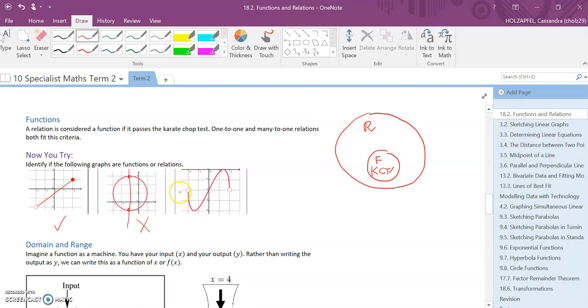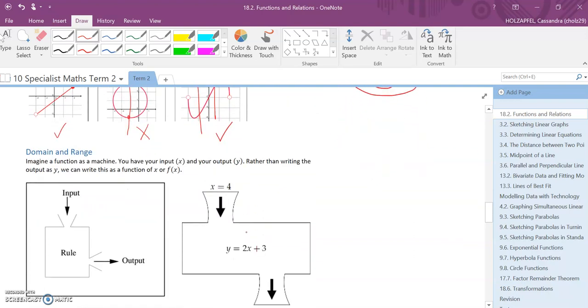Now this one here, if we were to do our DJ on the decks test, we could see that this is crossing at 2 points. But do we care? No, because it's all about the karate chop test, isn't it? So if I do my karate chop, again, at any single point, it's only crossing through once. Therefore, it is a function.